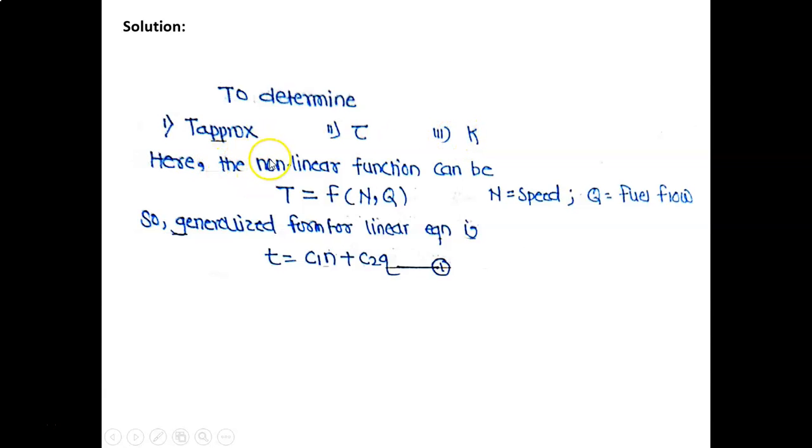Here, the non-linear function is that torque is a function of speed and fuel flow, that is T is a function of N and Q. So, the generalized linear form of the equation is small t is equal to C1 n plus C2 q, equation 1. Therefore, we will find the values of C1 and C2 from the graph. These are the graphs they have provided to us.